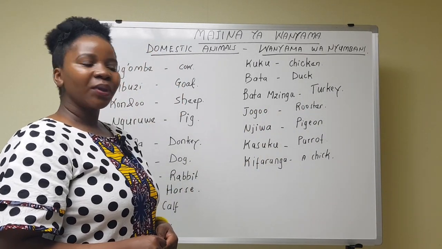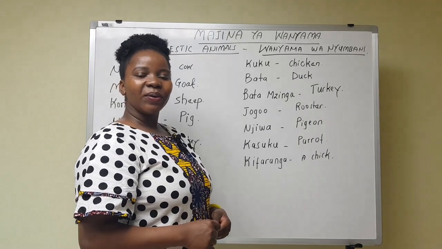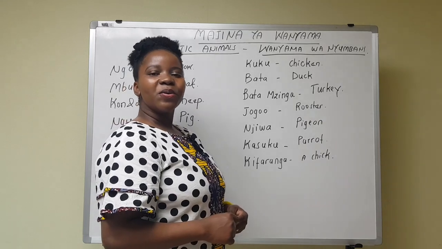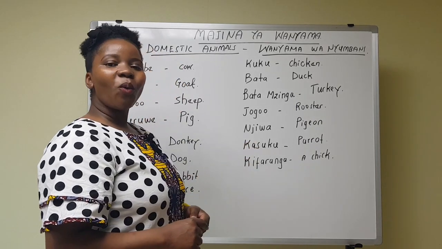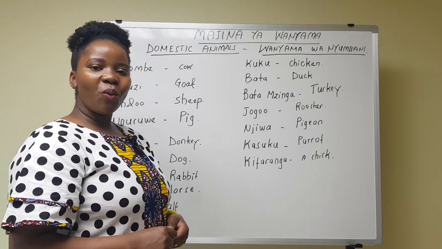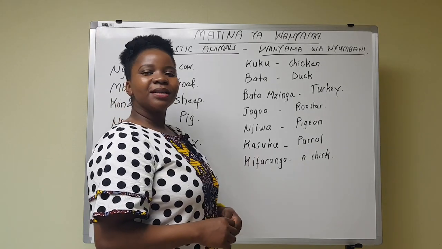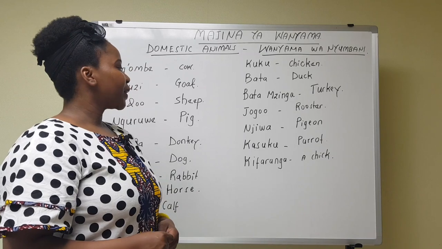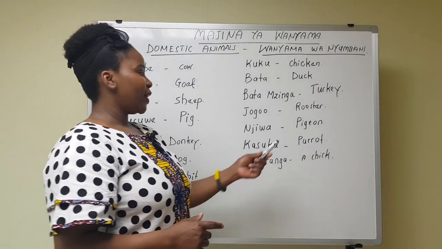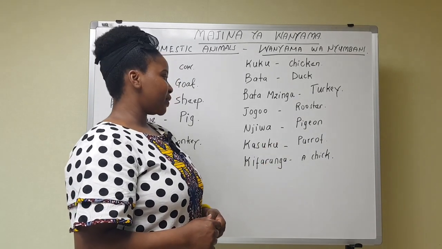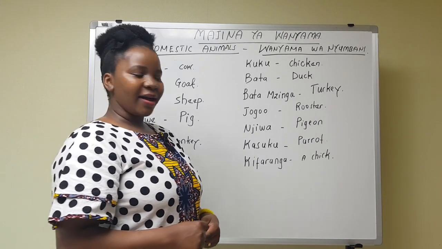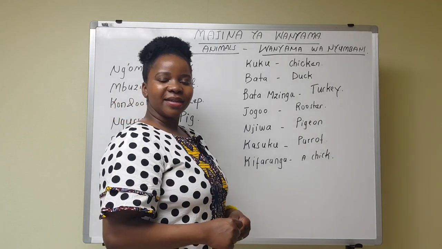Jogoo. This is rooster. Njiwa. This is pigeon. Kasuku. This is parrot. Kifaranga. This is a chick.